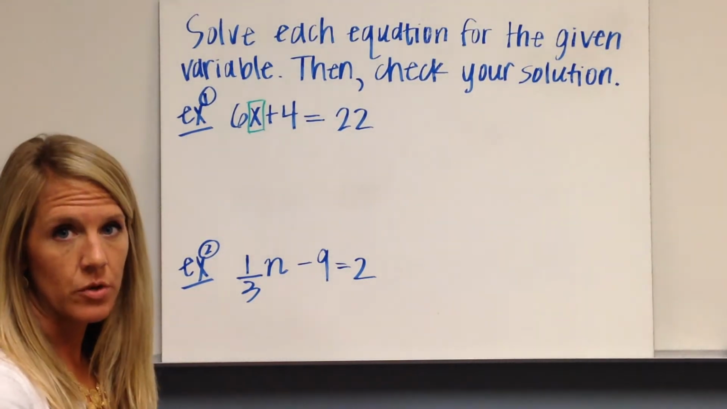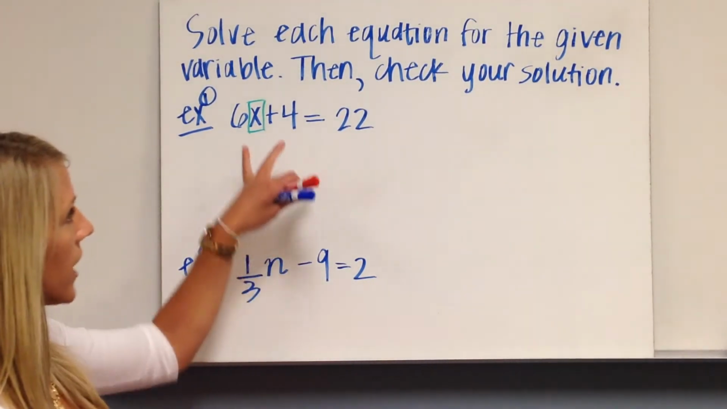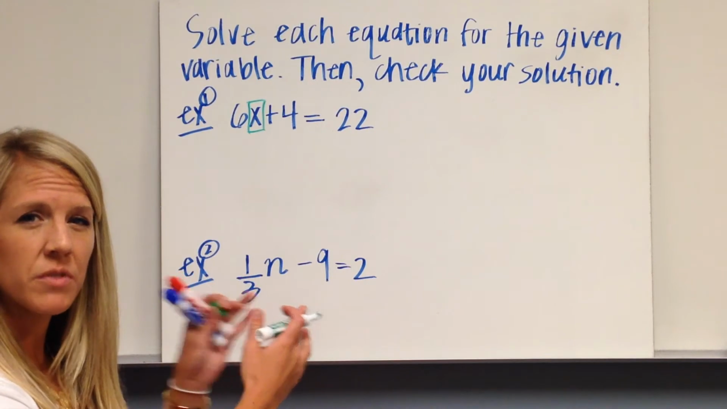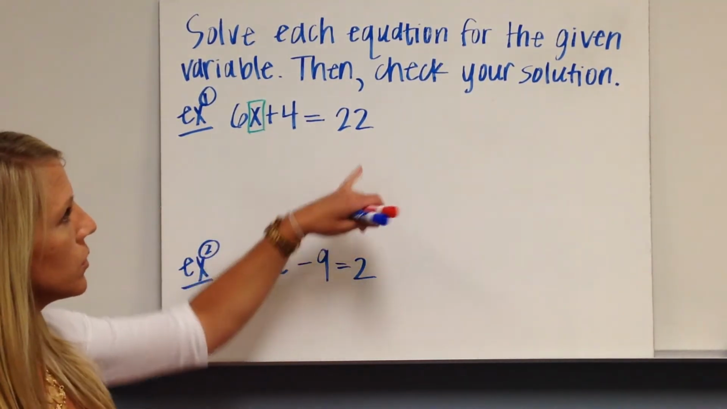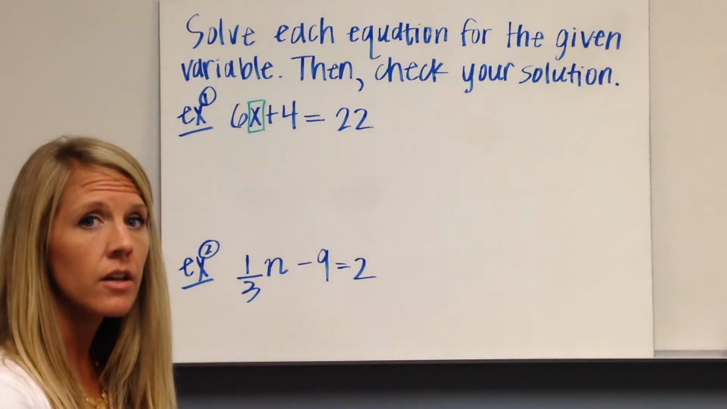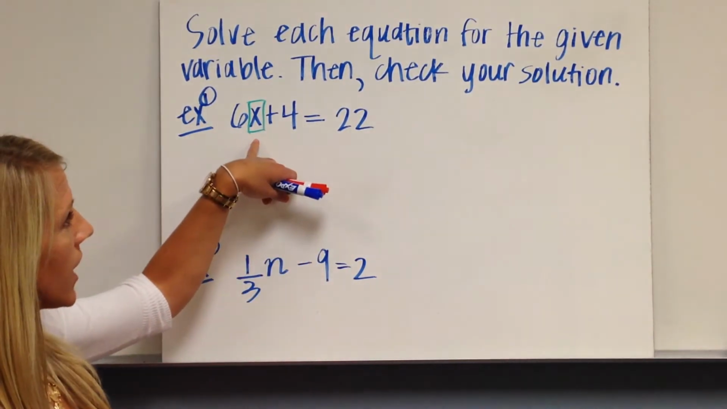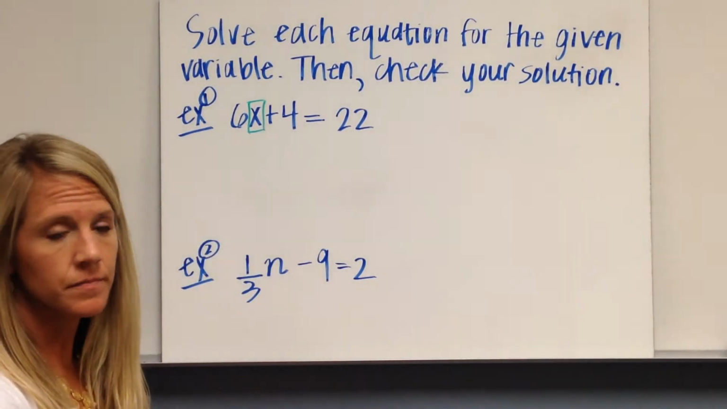So what's the first thing I'm going to do? I look at either side of the equation. Can either side be simplified? I mean, can I combine any terms? 6x and 4 and 22? No, we can't. So now we can go ahead and start isolating that x.